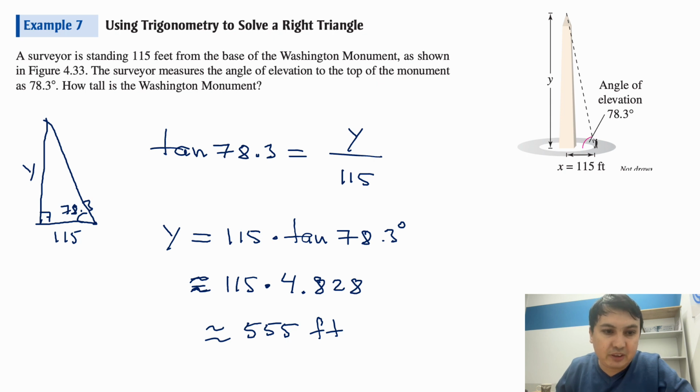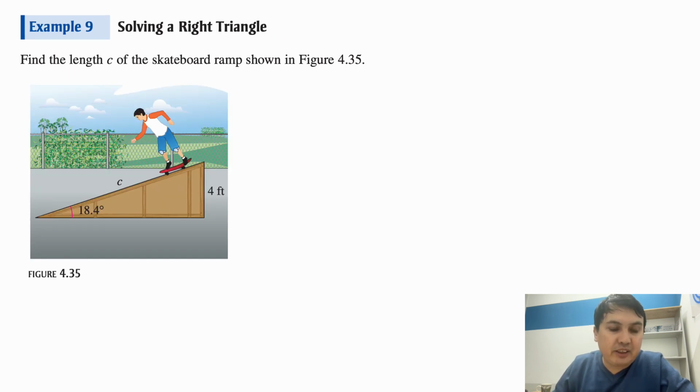So let's do another application. Find the length c of the skateboard ramp shown in this figure. Right. So again, we see a triangle here, right? This is a right triangle. Okay, so which trigonometric function connects the three? I have this opposite side, I have the hypotenuse, and I have 18.4. Well, I can think of two of them. One is the sine, another one is cosecant. So let's use the sine.